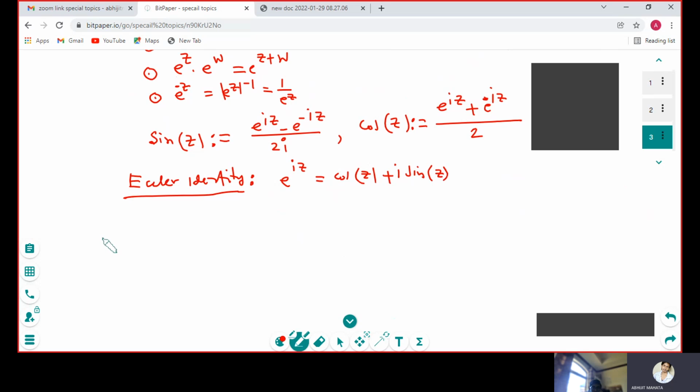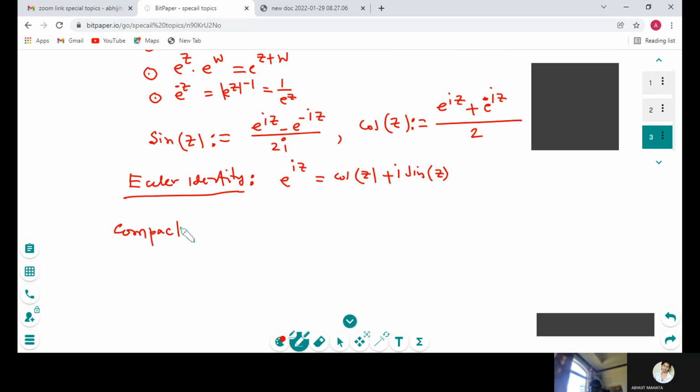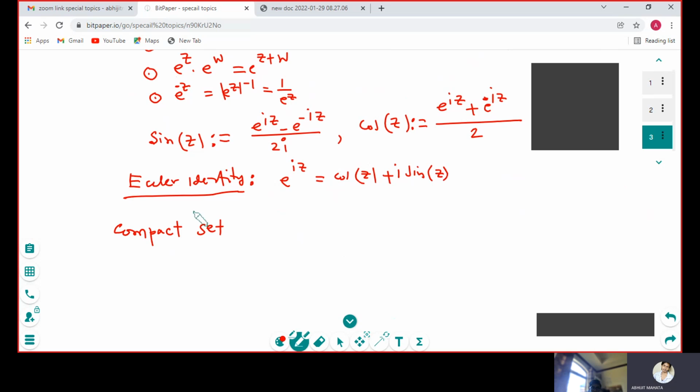Now let me tell you one thing. Have you seen before the concept of compact set? Do you know this name, compact set? Are you familiar with this term? A little bit, sir. Okay. Can you tell me an example of a compact set in the real line?